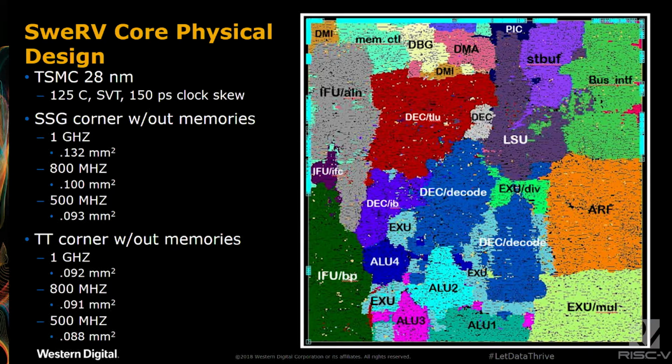At SSG corner, at 1 gigahertz, the area of this is about 0.13 millimeters squared. And if you run slower, as it looks like our partners are going to run slower, you're going to be about 0.1 square millimeters. At TT corner, you're 0.1 millimeters or less at all the frequencies, and this runs up to 1.8 gigahertz, although we didn't actually tune it to run up to 1.8 gigahertz.